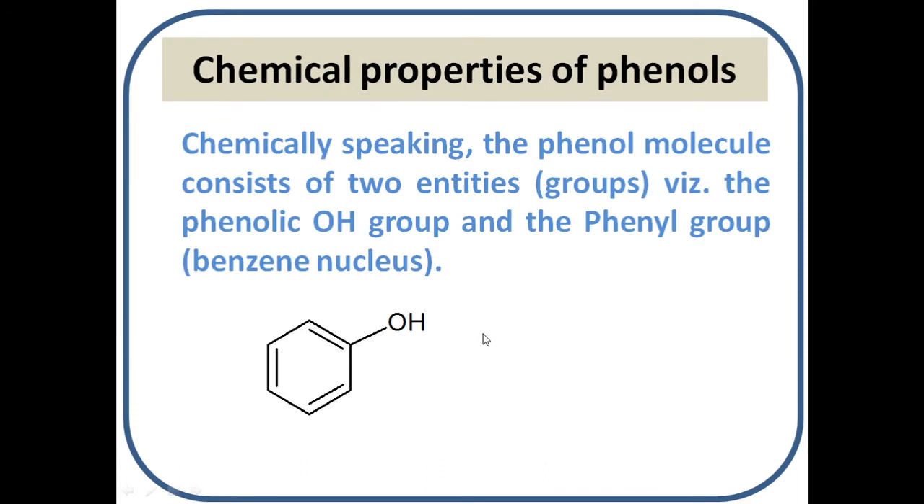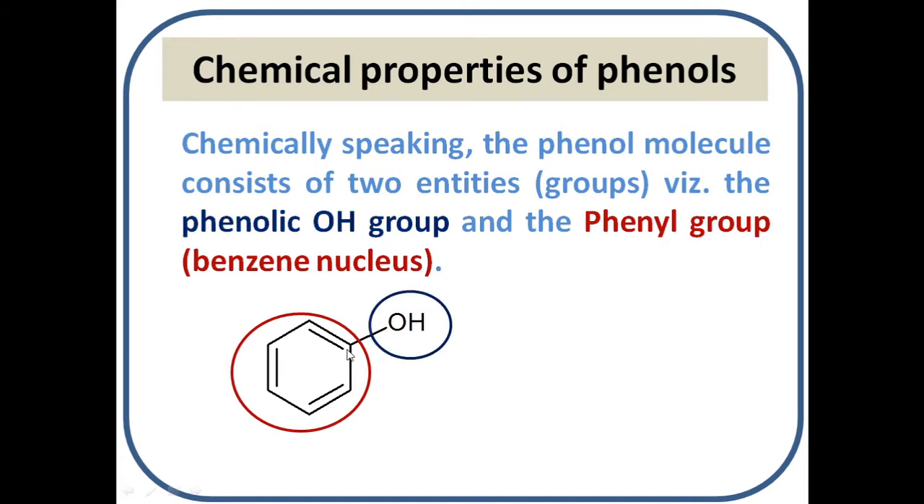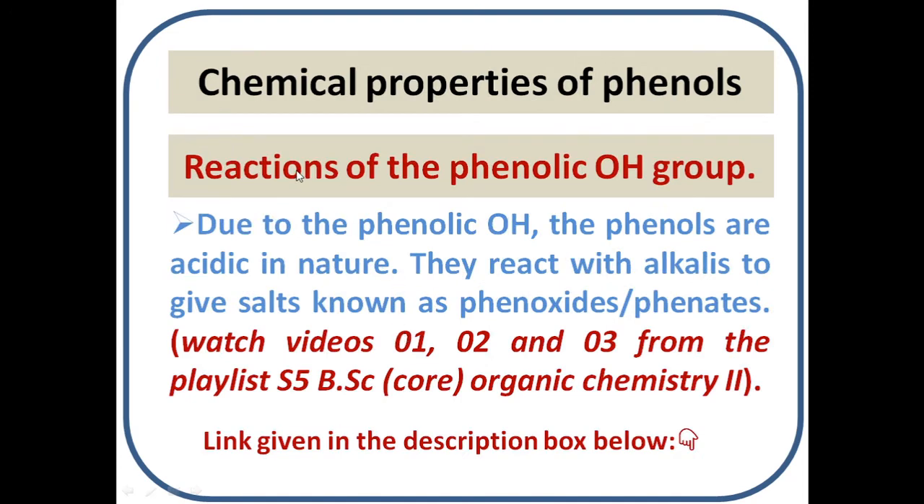Now we will see the chemical properties of phenols. Chemically speaking, phenol molecule consists of two groups, namely the phenolic OH group and the aromatic nucleus, or the phenyl group. Thus we have two different functional groups in phenol. So phenols will be showing the chemical properties due to both these groups. First of all, we will discuss the reactions of phenol due to the phenolic OH group.